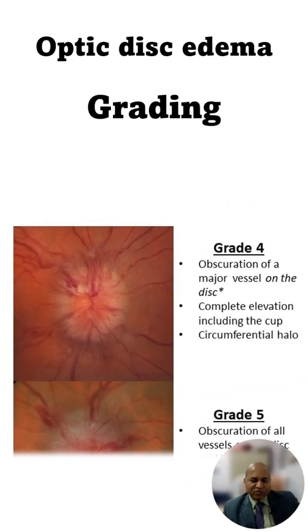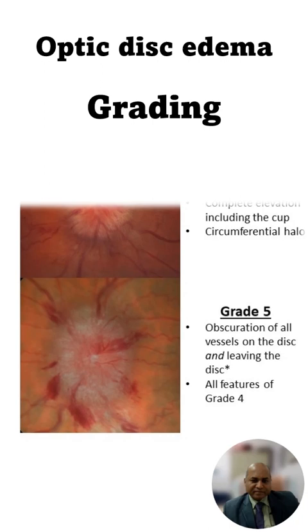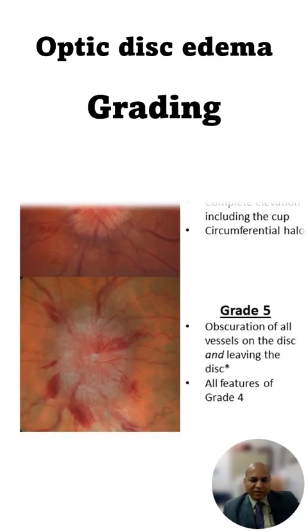As the stage progresses to grade 4, there is obscuration of at least one major blood vessel, the mushrooming increases, and the optic disc cup is obstructed. As you progress to grade 5, there are signs of ischemia. There is hemorrhage over the disc margin, obscuration of all blood vessels on the disc, and all the features of the previous stages are already there. Thank you.